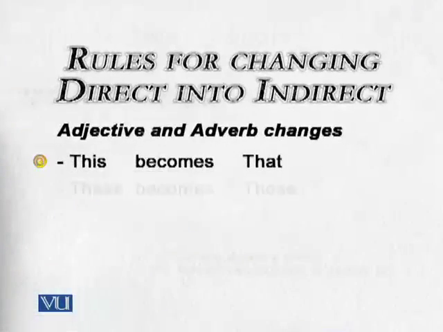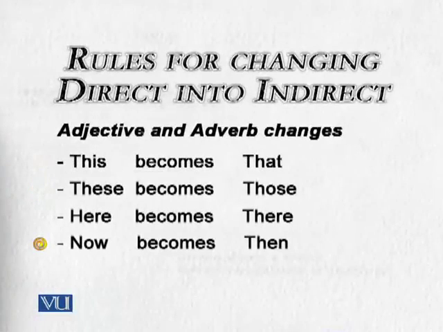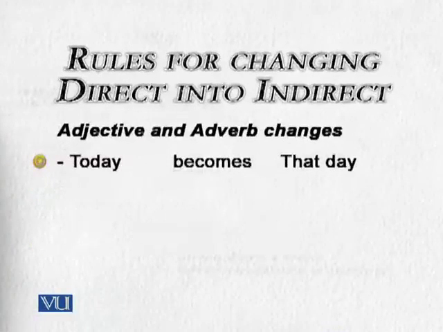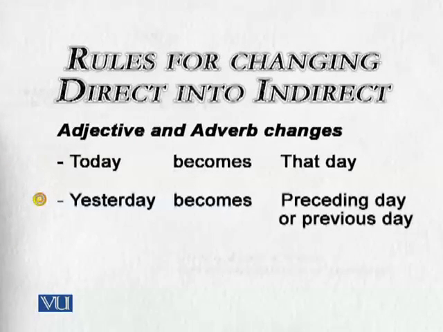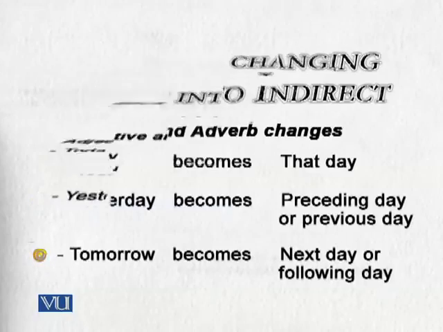So, what time signifiers will change? This will be into that, and these will be into those. Now will be into then. Today will be into that day. Yesterday will be into the previous day. Tomorrow will be the next day. So these are some time signifiers which will also change. So this is how the three changes will occur. I repeat, the first change is you're going to change the pronouns. Number two, you're going to change the verbs accordingly. And number three, you're going to change the time signifiers.